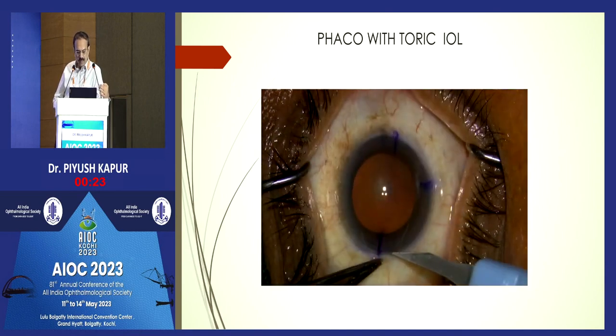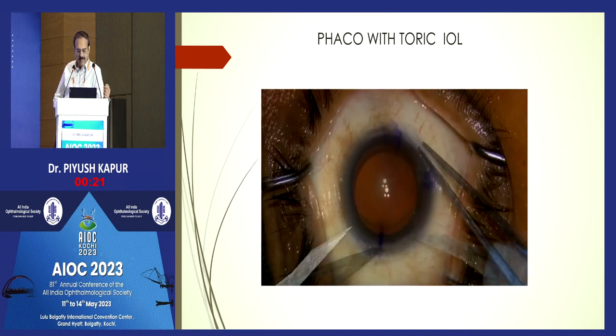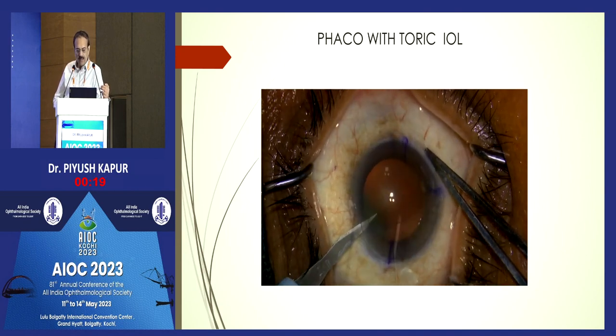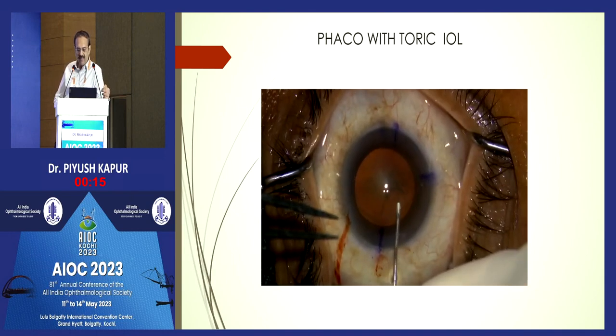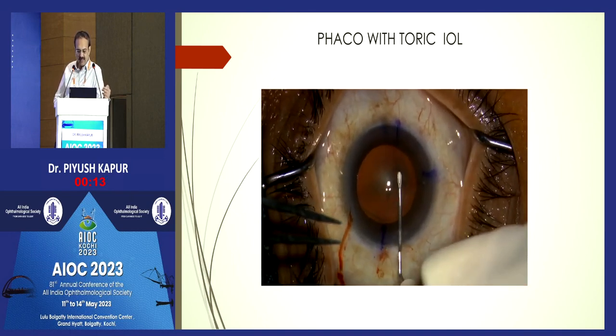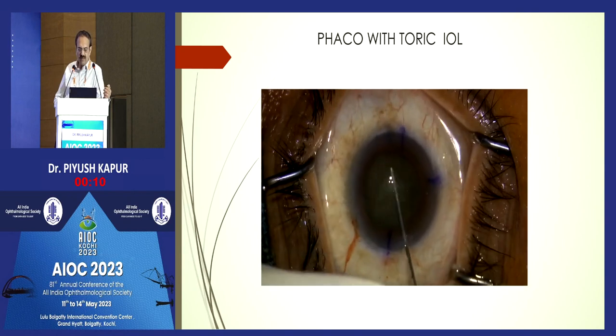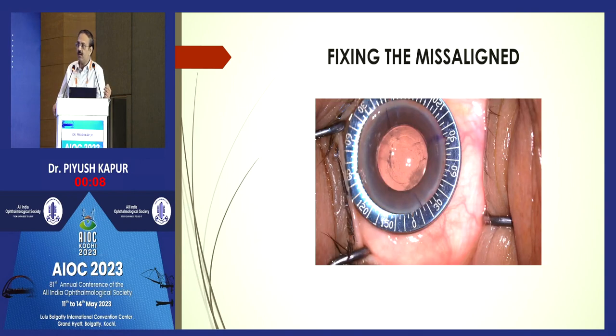I would not go on with the surgery because of paucity of time. Once the alignment has been done and the surgery has been done properly, the lens is placed on the desired axis. But sometimes these accuracies cannot really be attained. There is always a scope for error, and this was one of the cases I did, where the lens was present at almost a 90-degree rotation.